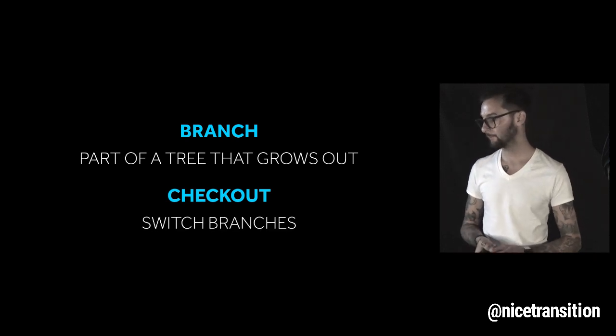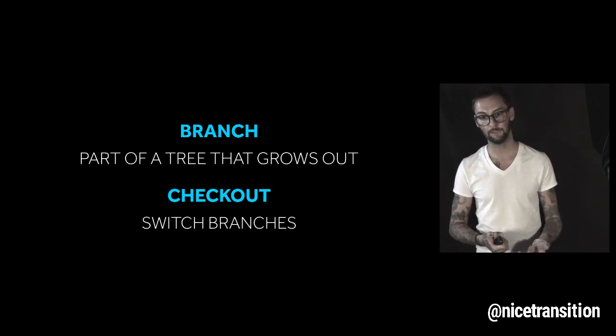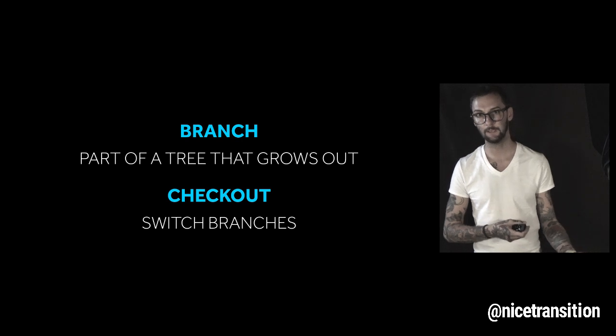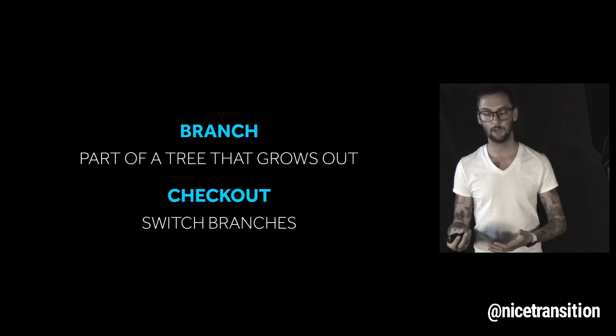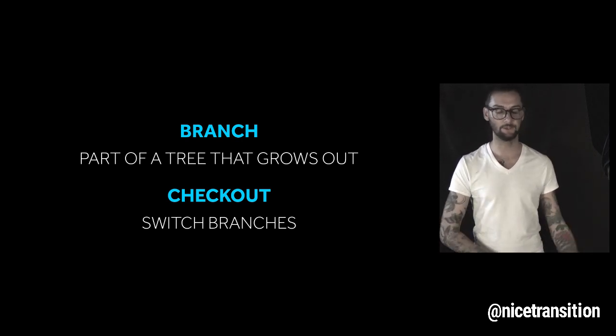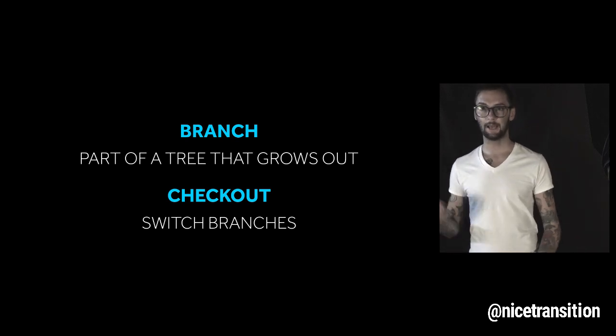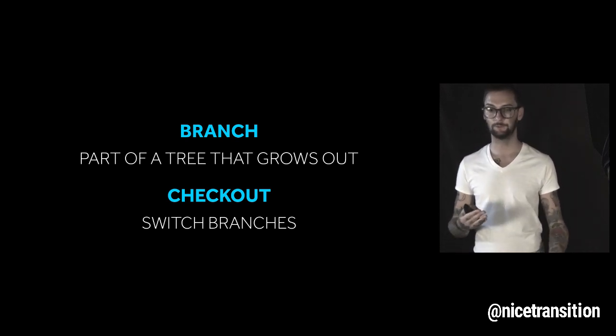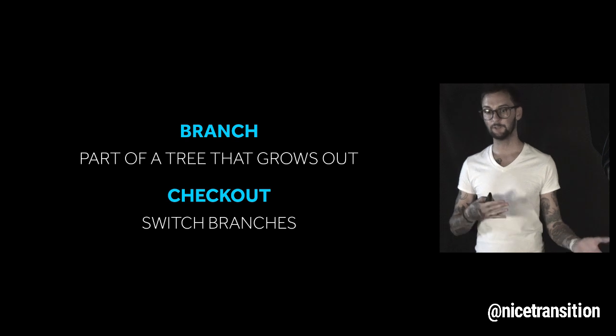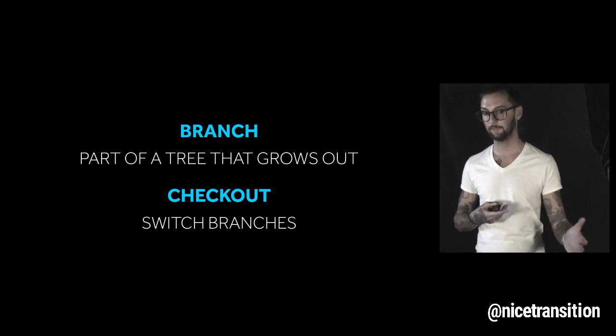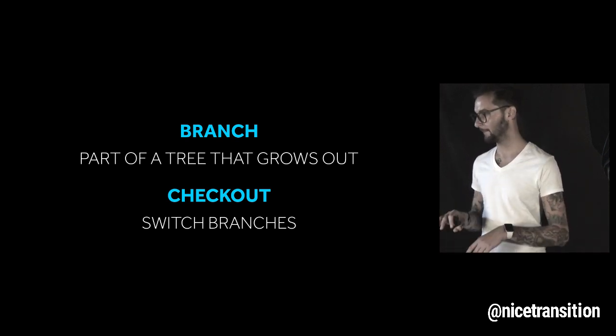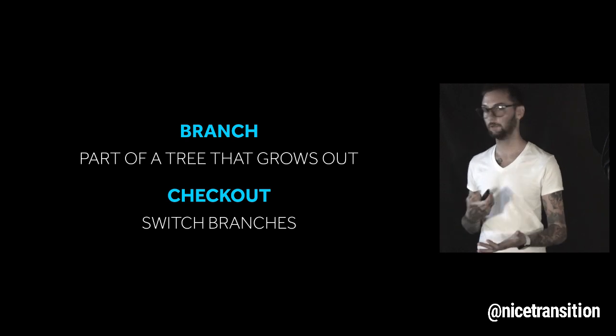A checkout, so when you hear the word checkout, what it is is you're switching branches, going from one to another. So I'm going from the feature slash update promotions to the develop branch. So I check out those branches. That's what you're actually writing on the command line, and that's the lingo when you're talking about Git.